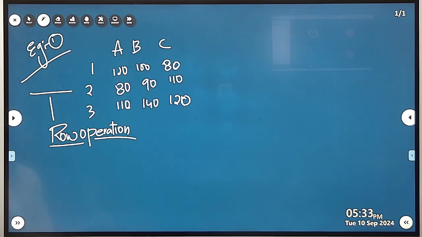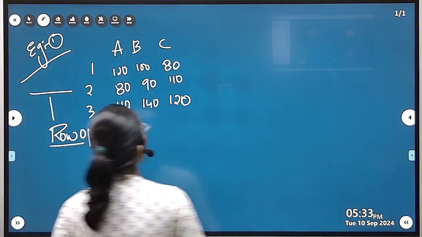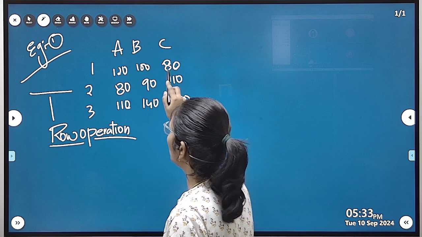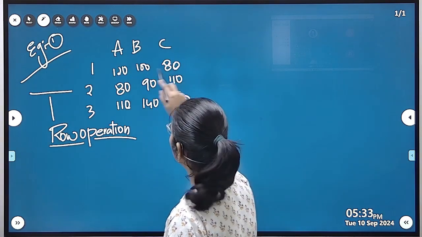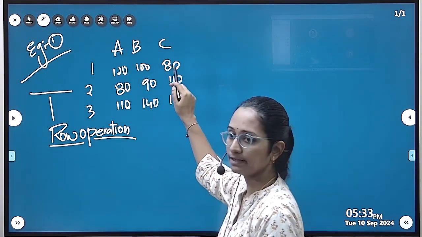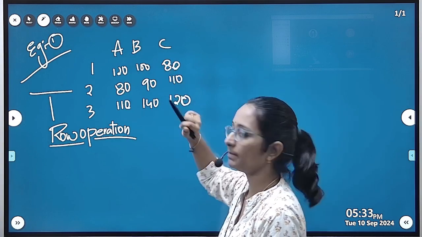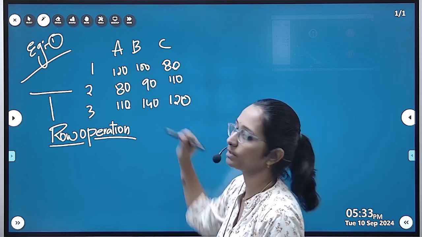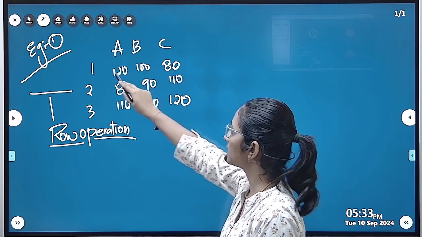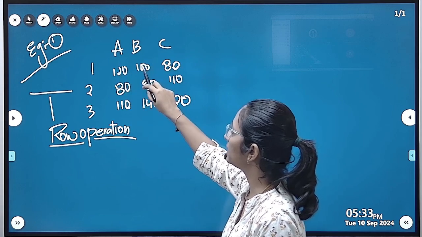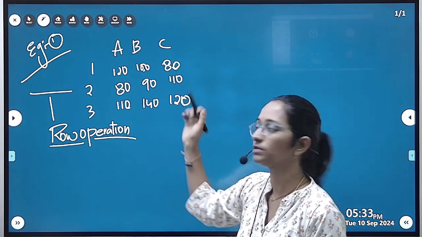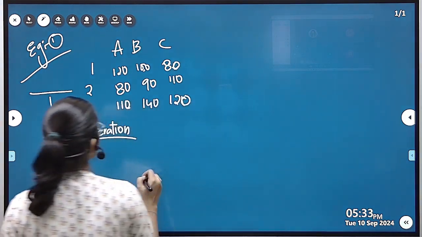Anyone? No? So we need to make the least number from the row as 0. Okay? Like the least number in the row is 80. So 80 need to be made as 0. And this 80 need to be subtracted from these two numbers. 80 need to be subtracted from 120 and again 80 need to be subtracted from 100, and 80 minus 80 will become 0. So tell me the row operation values, how much is it?